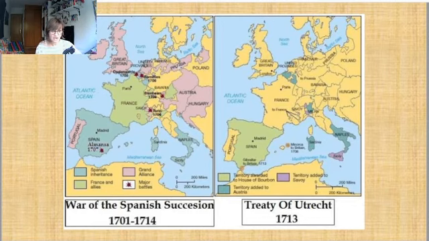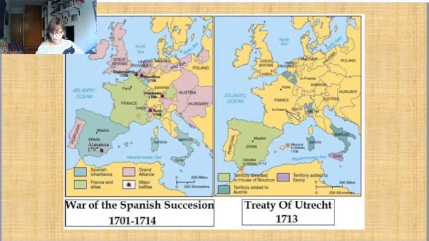Also, for England, this treaty was a great deal, because they gained some territories, Gibraltar and Menorca, but also they gained the right to trade with America. That was something that they were looking for during a lot of time.